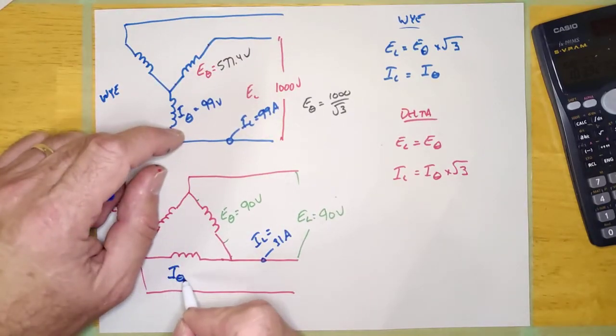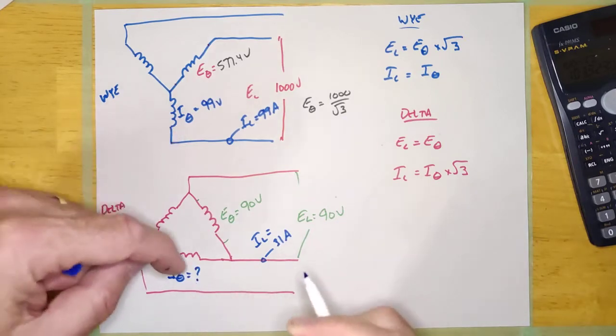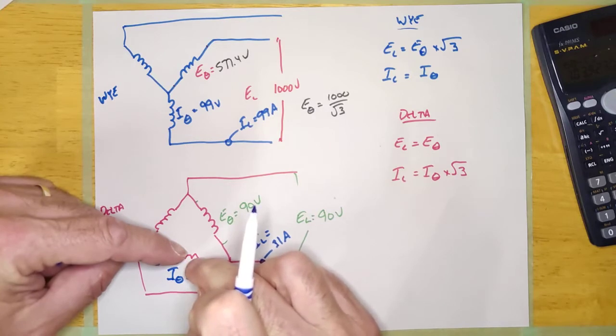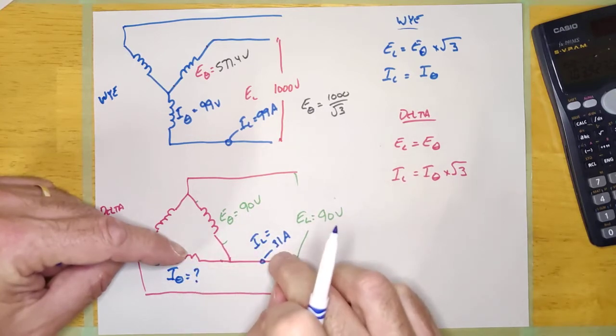I phase, guys, equals what? Well, here's my phase current. I've clamped on over here. What if I clamp on over here? Is it going to be more, less than, or equal to 31?